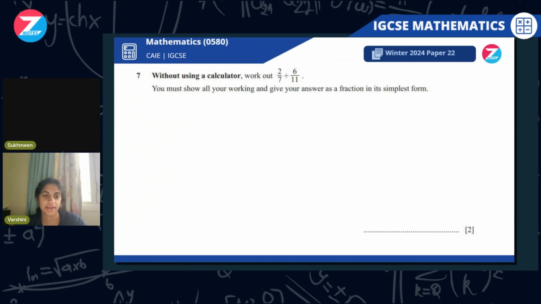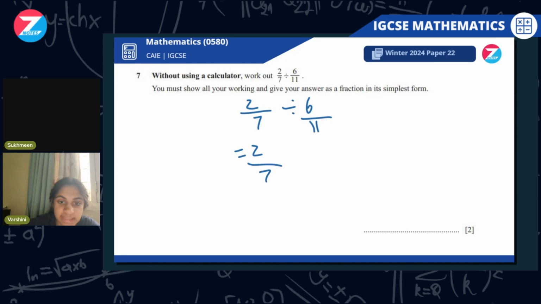Question 7. Without using a calculator, work out 2/7 divided by 6/11. Okay, so we know that for dividing fractions, all we have to do is flip. So we want 2/7 divided by 6/11. To do this, all we have to do is take the reciprocal of the second fraction and change the sign into a multiplication sign. So we're going to get 2/7 times 11/6. And reciprocal is just flipping the numbers.